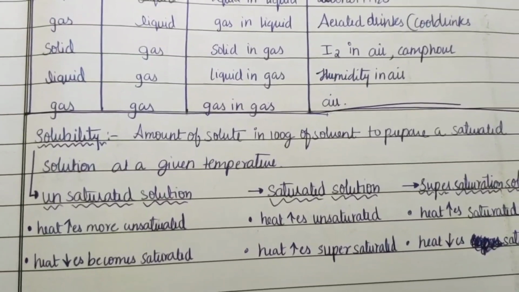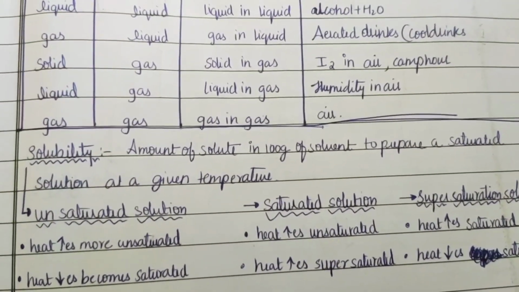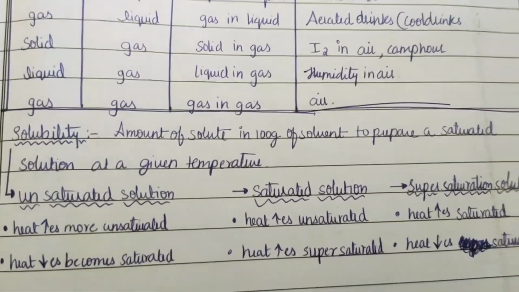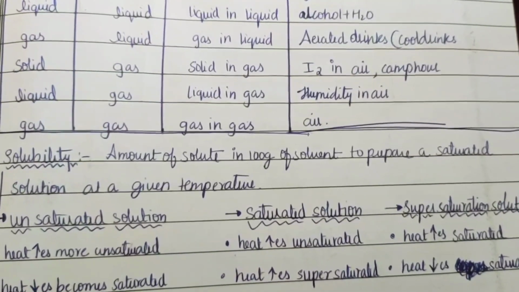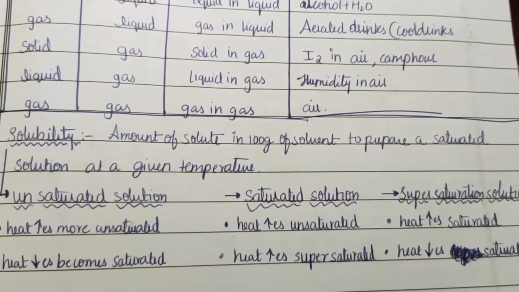That means solute is less in the solvent. And in a saturated solution we have exactly 25 grams. That means solute is equal to the solvent capacity. And in a supersaturated solution, solute is more than the solvent capacity. That means it may have 30 grams. It is known as supersaturation.